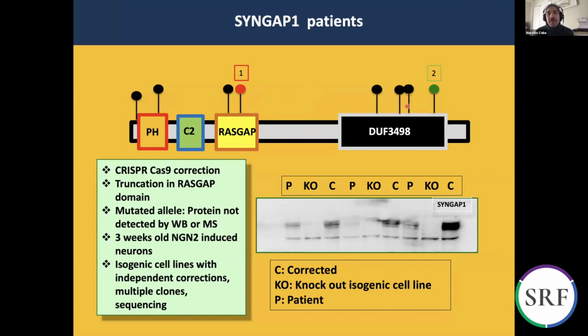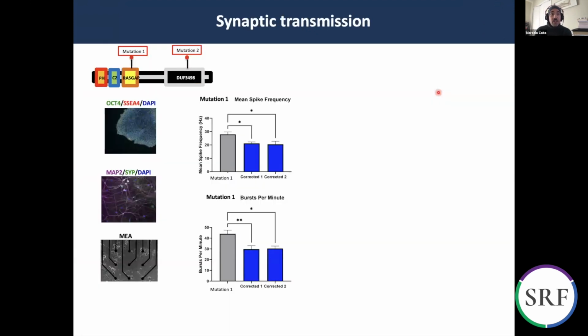We derived different cell lines from iPSC neurons from different patients. I wanted to show just a couple of them. This patient here has a truncation mutation here, and another patient has a truncation mutation there. This is what we were expecting with the first model, which is a haploinsufficient model of SYNGAP. You have the patient here and two corrected controls.